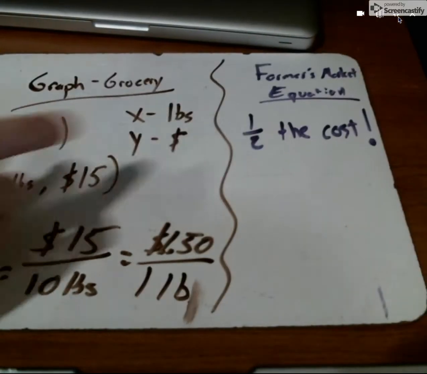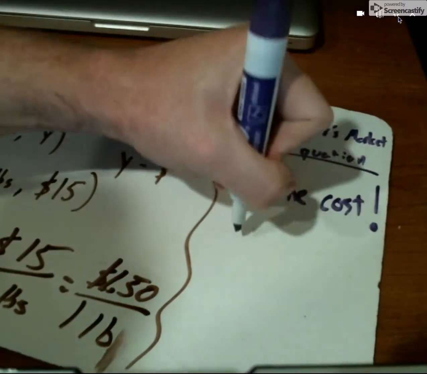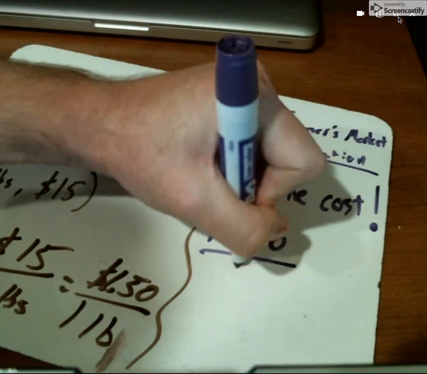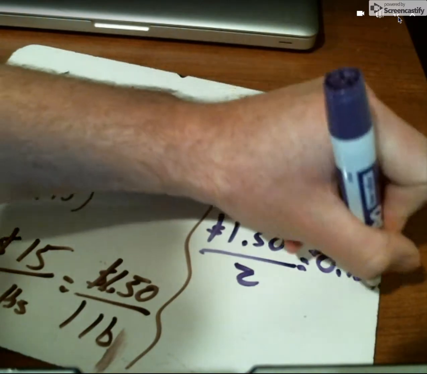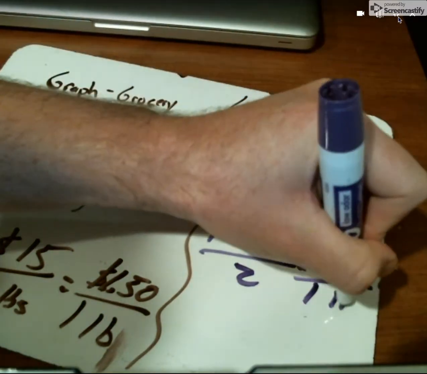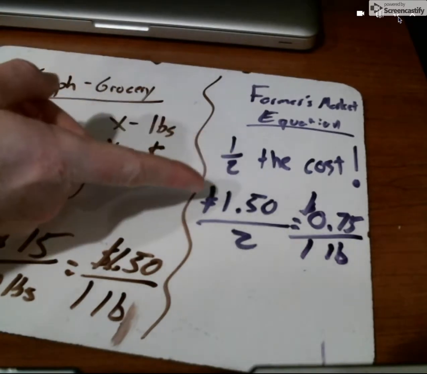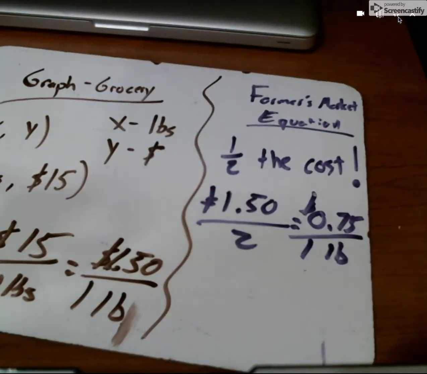But the important thing to see is we need to do half the cost for the farmer's market equation. So we need to take our $1.50 and divide that by 2. We realize 75 cents for every 1 pound. Because at the farmer's market, it needs to be half the cost. So we take that unit rate divided by 2, 75 cents per pound.